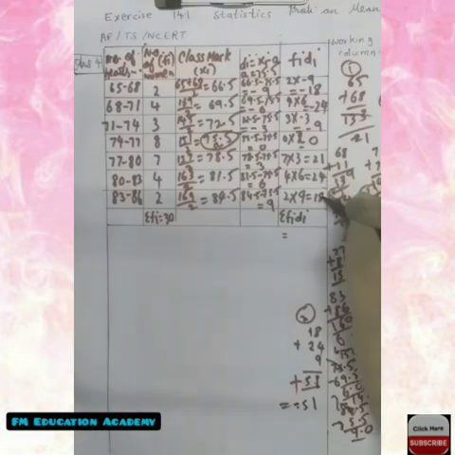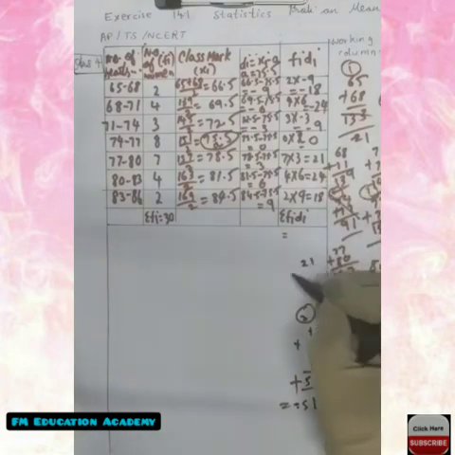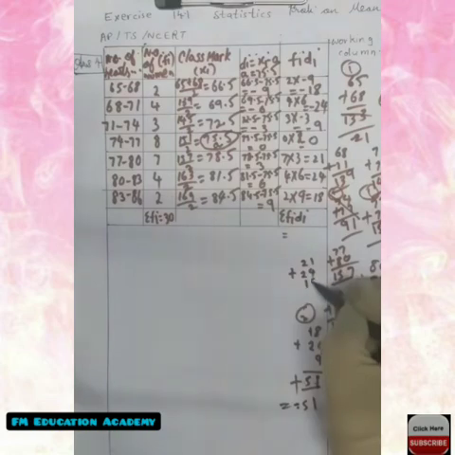Next 21 plus 24 plus 18, I am adding separately. 21 plus 24 plus 18. 4 plus 1 is 5, 5 plus 8 is 13, 2 plus 2 is 4, 4 plus 1 is 5, 5 plus 1 is 6.